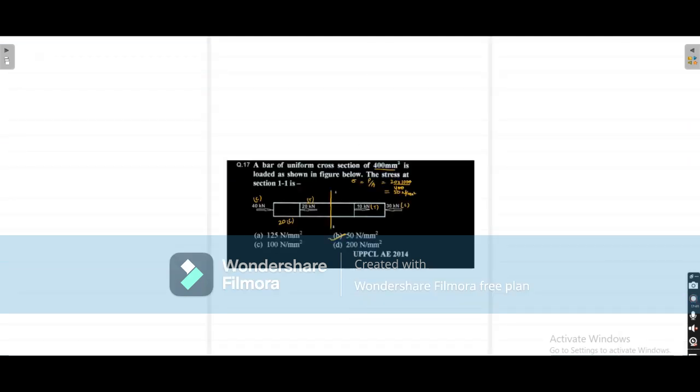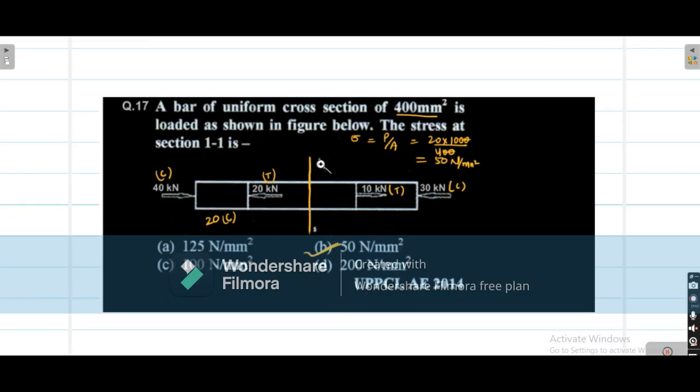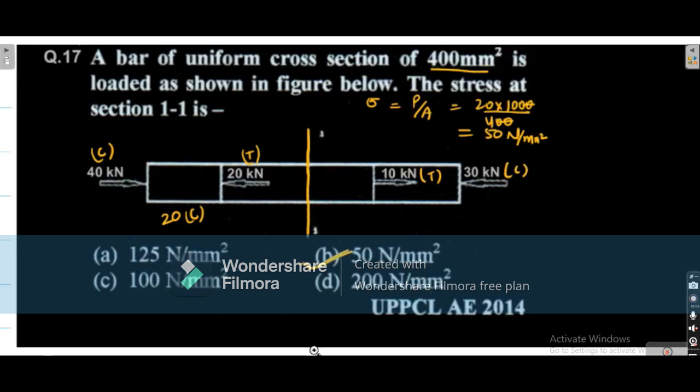Okay, next one. A bar of uniform cross section is loaded at a section 11 in the figure, and now the stress induced in the section 11. So how much stress will be induced in section 11? Obviously, if you try to draw two separate free body diagrams, this one and this one.